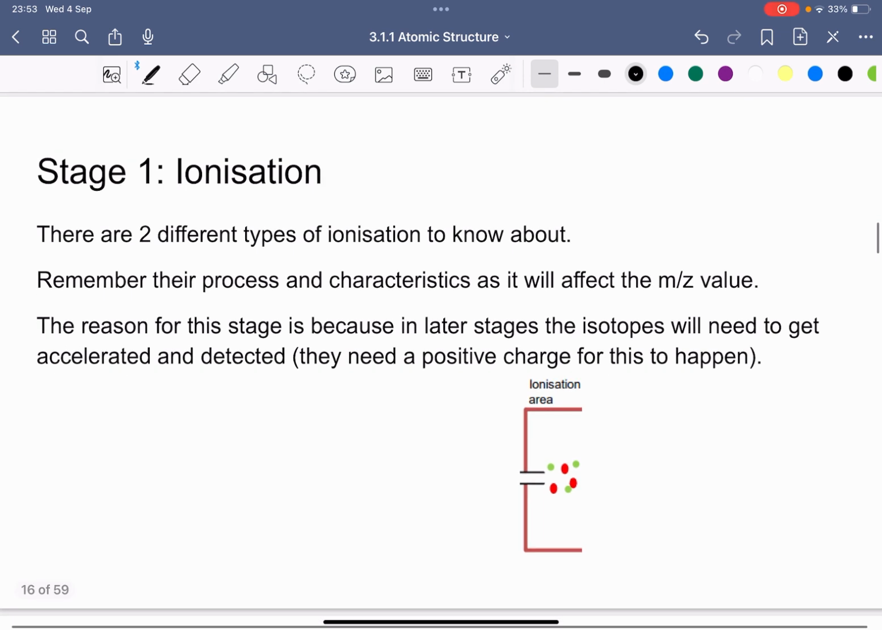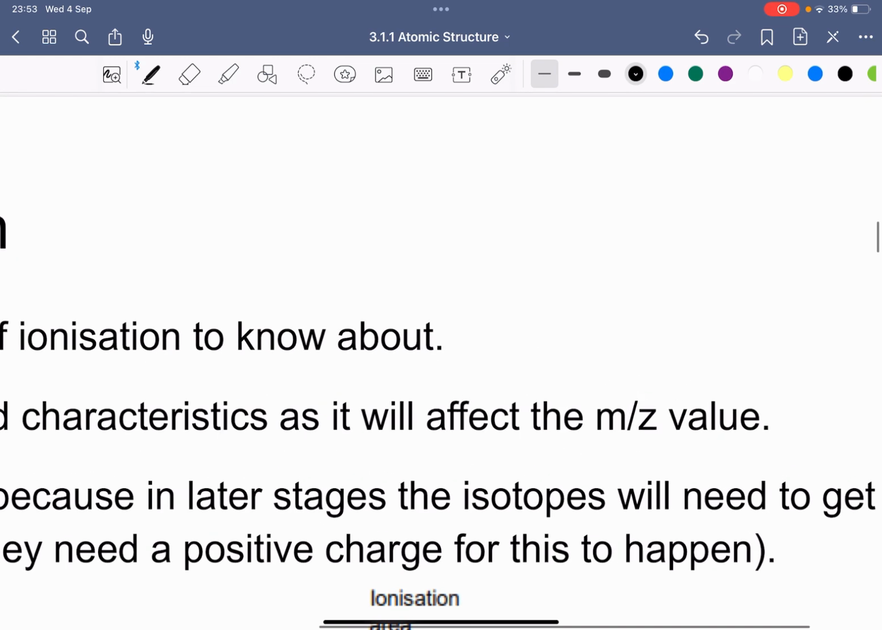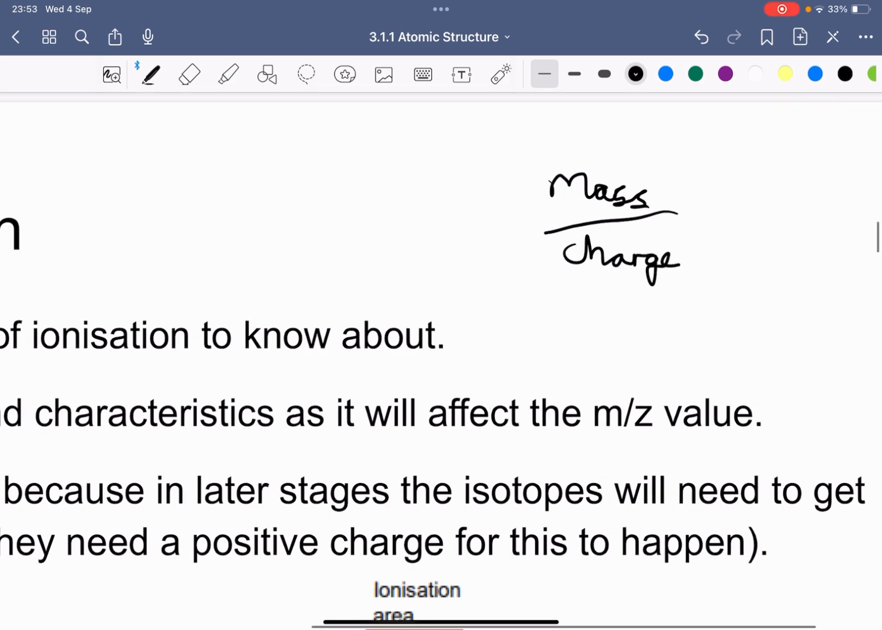So the first stage is called ionization. There are two different types of ionization that you need to know about. You need to remember their processes and characteristics, as it will affect the m/z value. The m/z value is just the mass of the isotope divided by the charge of the isotope.